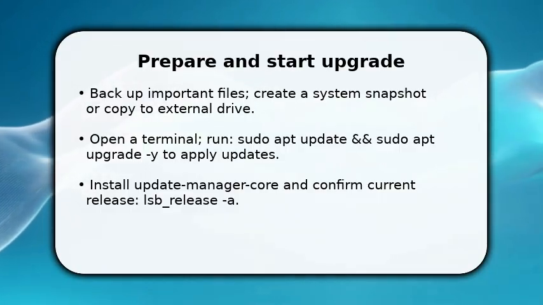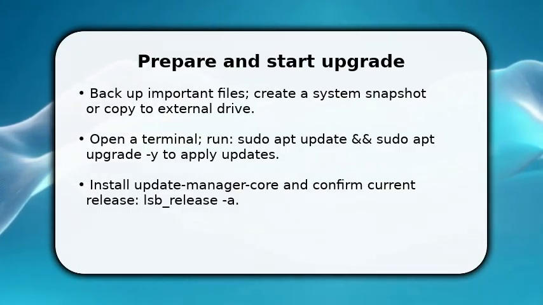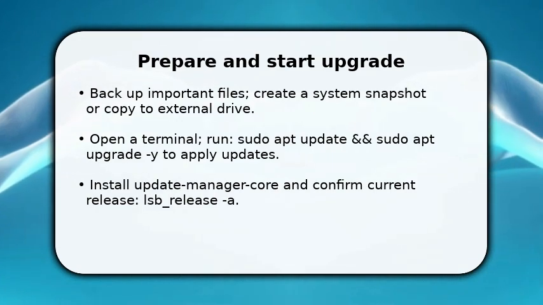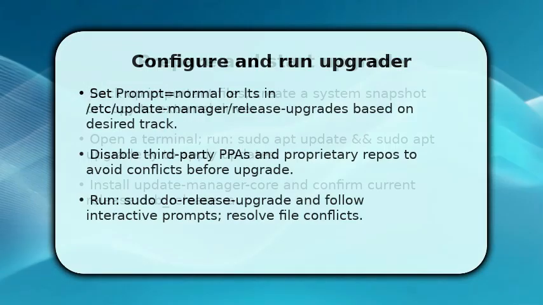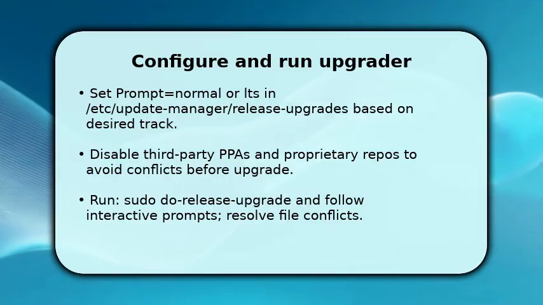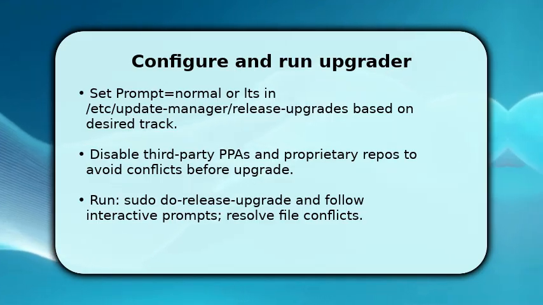You now configure the updater. Edit /etc/update-manager/release-upgrades and set Prompt to normal or lts depending on whether you want interim or long-term releases. Once configured, disable PPAs and third-party repositories because they often cause package conflicts. Then run sudo do-release-upgrade.